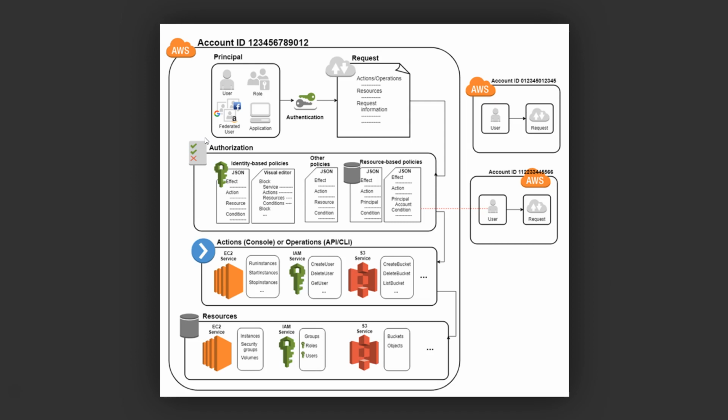AWS will then authorize that request using resource-based policies, identity-based policies, or other policies that we will go over in a future video. If you are authorized, then AWS will send that request through the action phase, which means you'll be able to perform your action on whatever resource you've requested. And finally, you can use identity or resource-based policies to affect resources in other accounts.